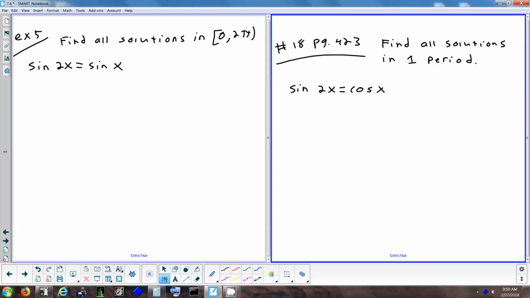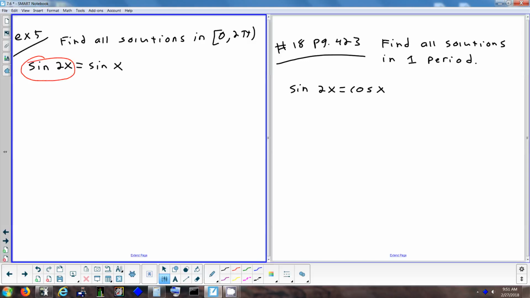Do we have all the same trig function here? Yes, we have all sines, but something else is wrong. What's wrong here that we can't really do this? Yeah. The 2 has to be on the other side. We can't have arguments that have an x and arguments that have a 2x. Everything has to be a sine x. So we're going to replace this. Does anybody remember what you can replace sine 2x with?